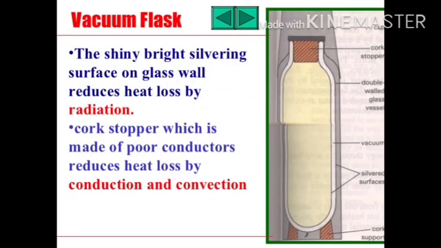The shiny bright silvering surface on the glass wall reduces heat loss by radiation. The cork stopper, which is made of a poor conductor, reduces heat loss by conduction and convection.